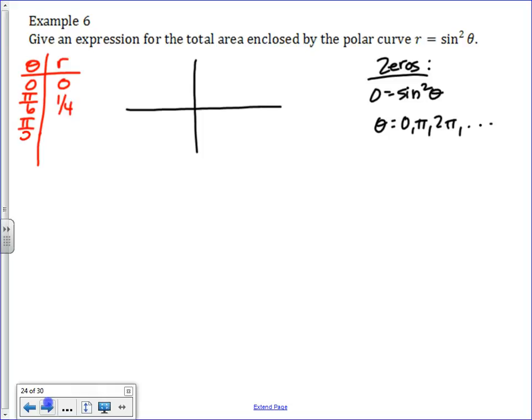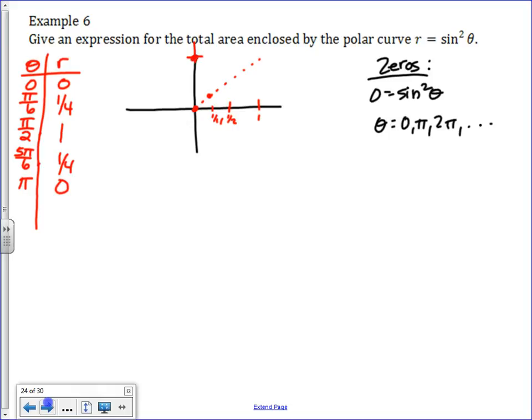Pi over 2, sine is 1. 1 squared is 1, right? I could do 5 pi over 6. And I have 1/2. 1/2 squared is 1/4 again. At pi, I have 0. You keep on going, always staying positive. If it's always staying positive, okay, it starts at 0 at 0. At pi over 4 it's going to be 1/2. At pi over 2, it's going to be 1.